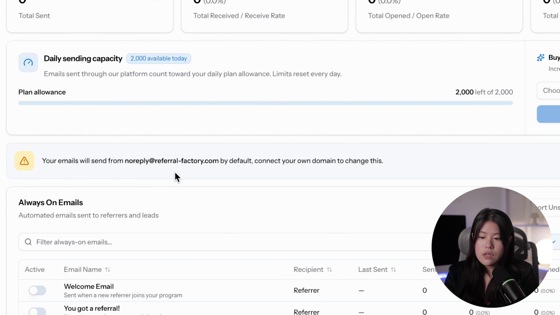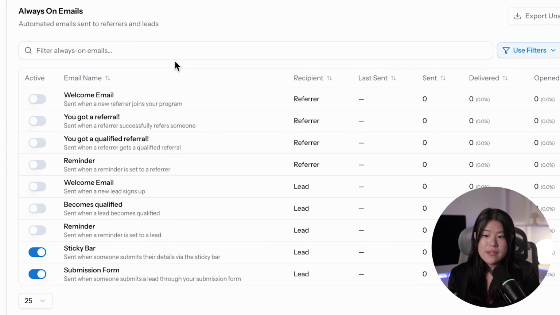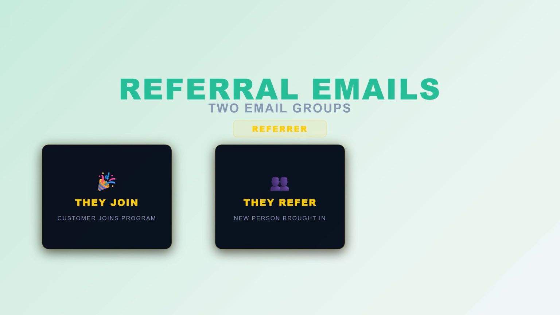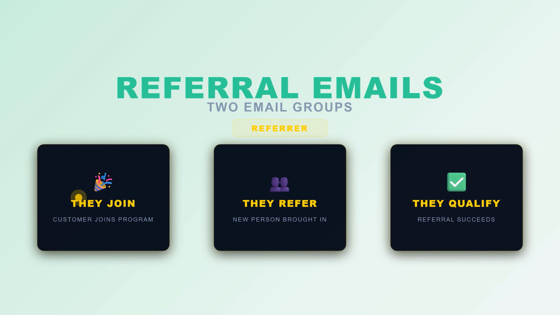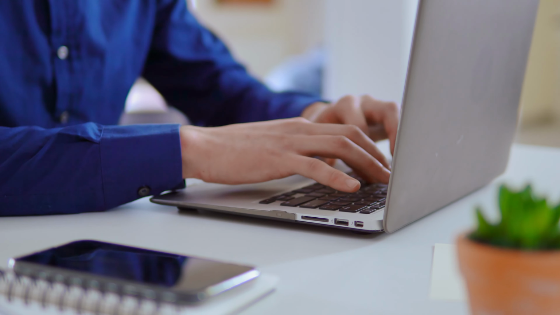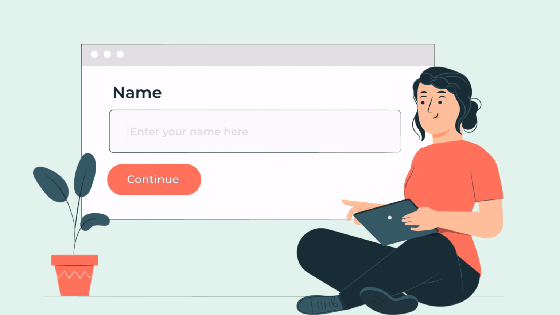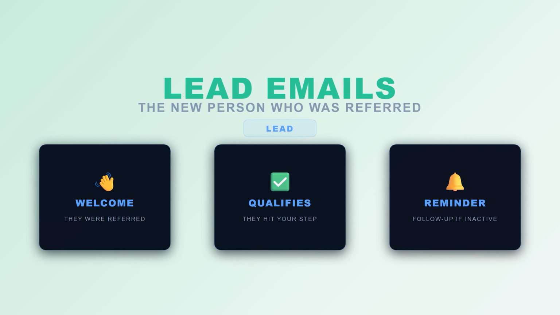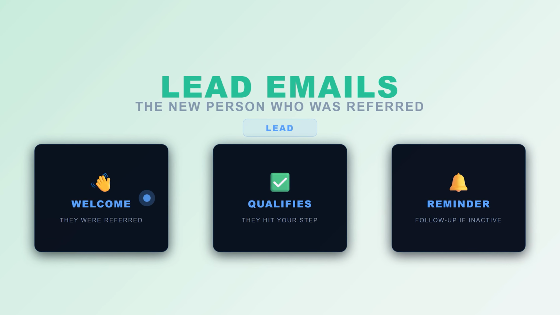So this page is called Always On Emails. These emails send when someone takes a step in your referral program. There are emails for two groups. A referrer is a customer who shares your program. They can get an email when they join, bring in a new person, or bring in someone who qualifies. Qualified means the new person did the step that you chose. For example, that step could be signing up. And then a lead is the new person who was referred, so they can get a welcome email, an email when they qualify, or a reminder.